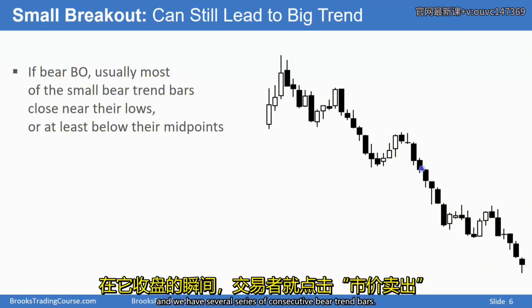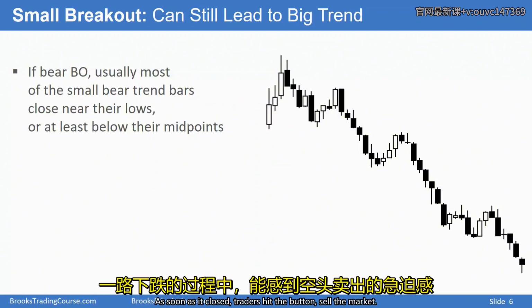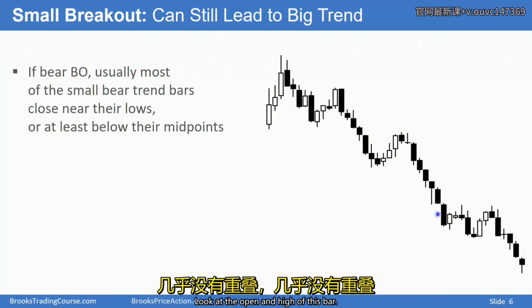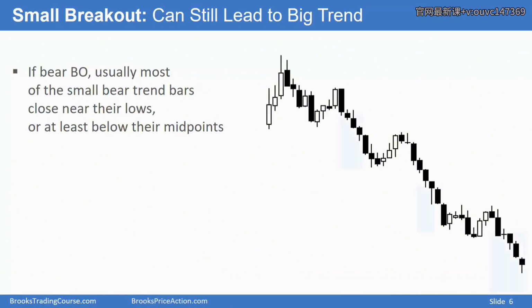And look at this bar. As soon as it closed, traders hit the button, sell the market. Look at the open and high of this bar, did not get above that close. So this urgency all the way down, very little overlap. And that increases the chances that the market will go lower.